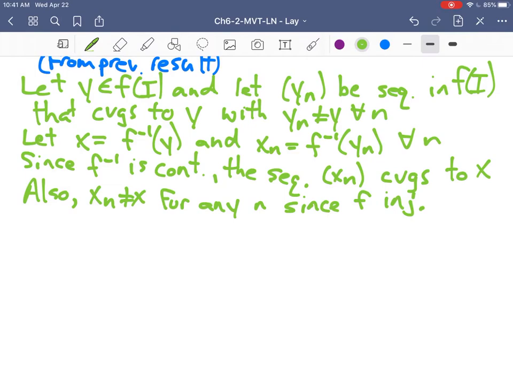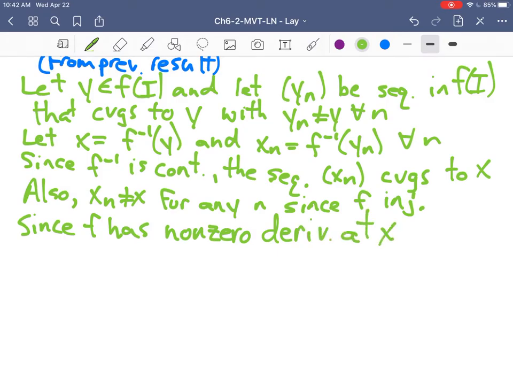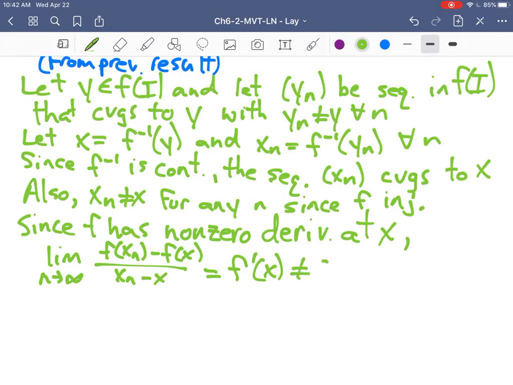Since f has a non-zero derivative at x, then we know that the limit of f of x sub n minus f of x over x sub n minus x, as n goes to infinity, should be equal to the derivative at x, and that should be non-zero.